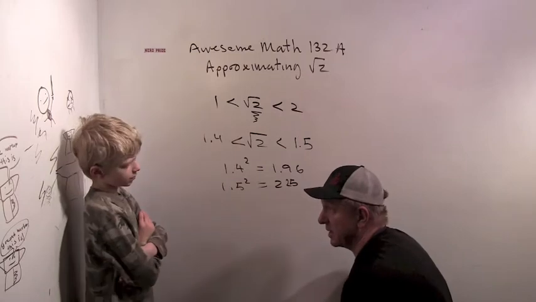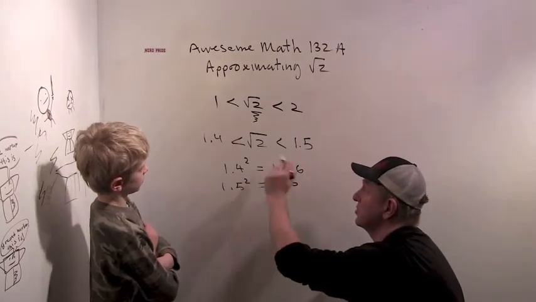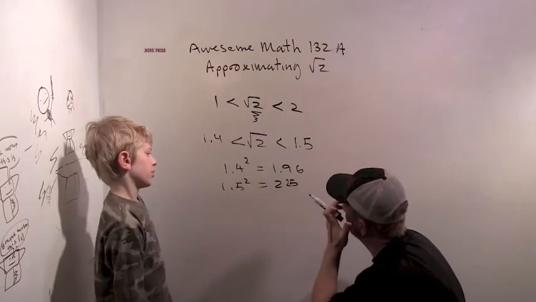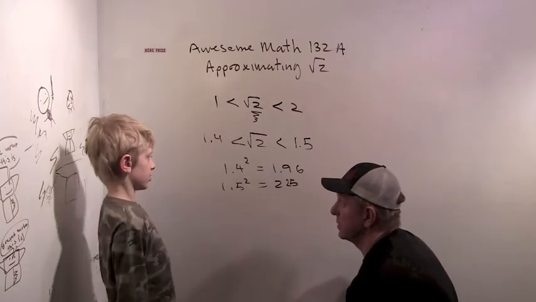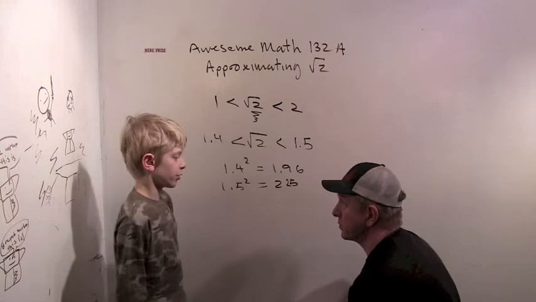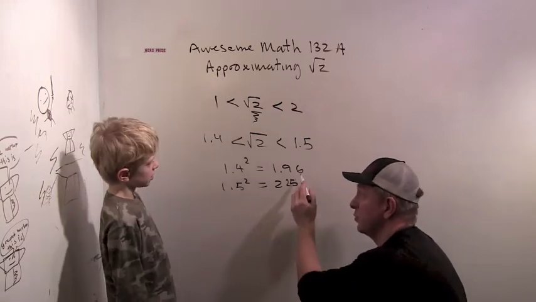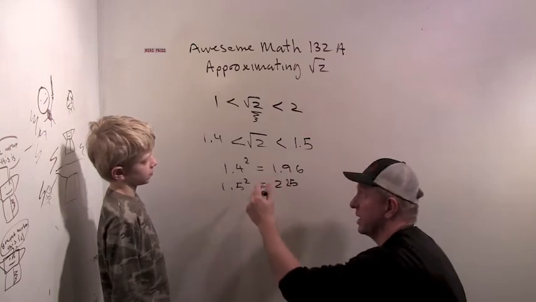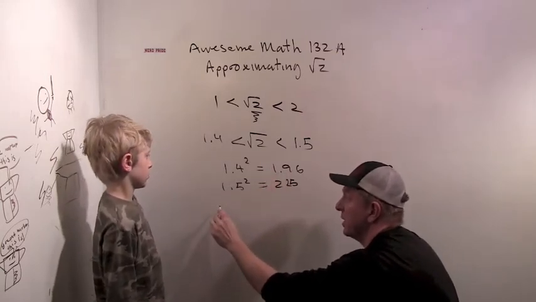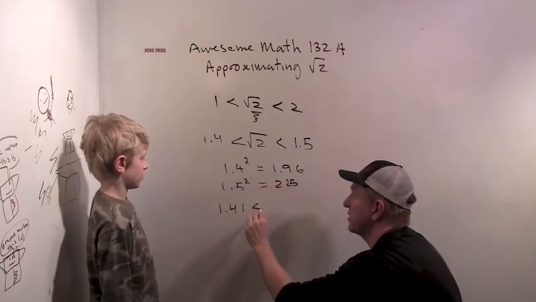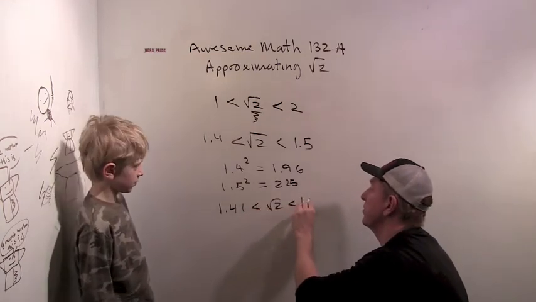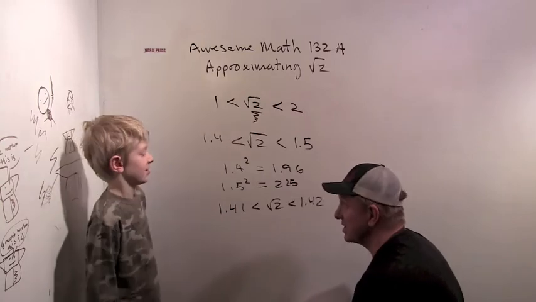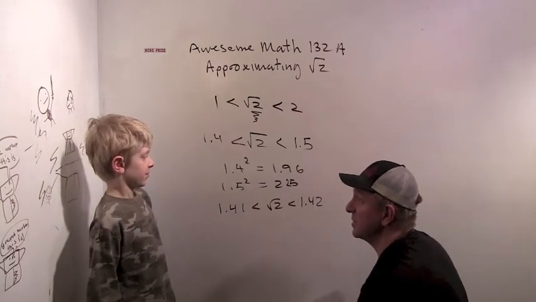And if I was going to ask you to take a guess, which one do you think it's closer to, 1.4 or 1.5? Well, 1.4. You think it's closer to 1.4? Because 1.4 squared is 1.96, really close. In fact, if we had a calculator, we could start checking other numbers, and we would find that 1.41 is less than the square root of 2, which is less than 1.42. We can keep squeezing with a calculator. Squeeze, squeeze, squeeze.